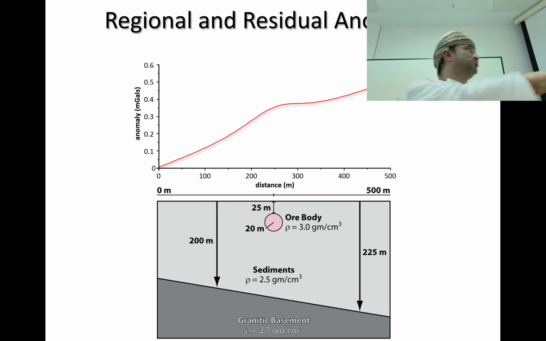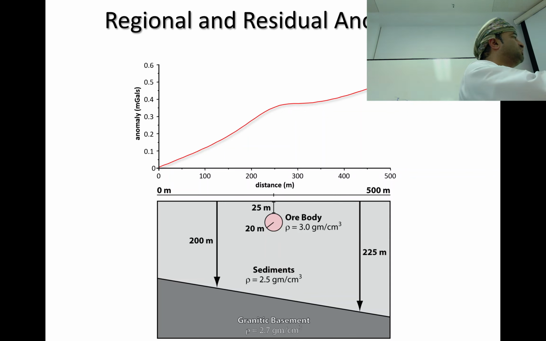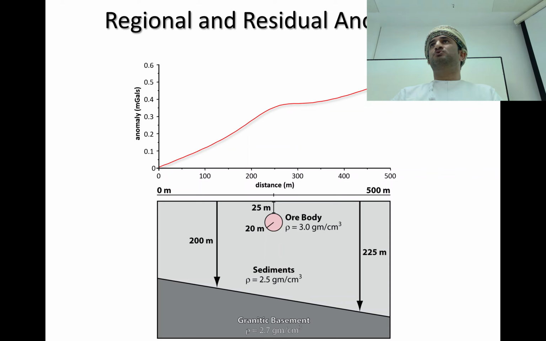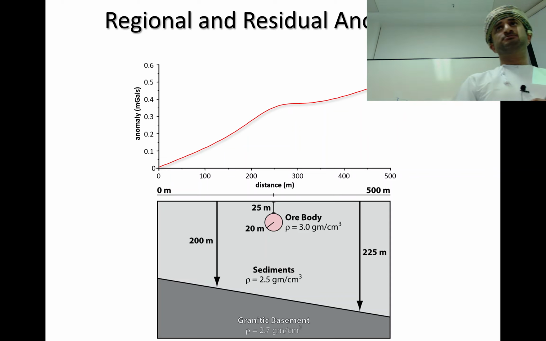Which of these is the residual and which one is the original field? What is producing the original field? Is it the ore body or the basement? Basement. Which produces the residual? The ore body. So one basic way, I'm not sure whether you are aware of filtering, 1D filtering, 2D filtering.